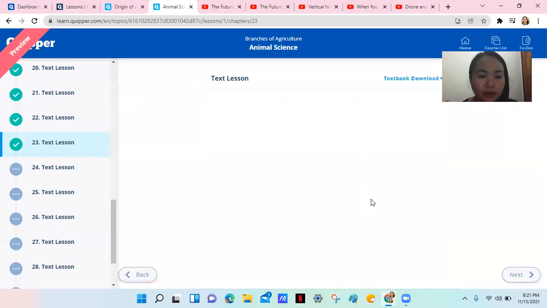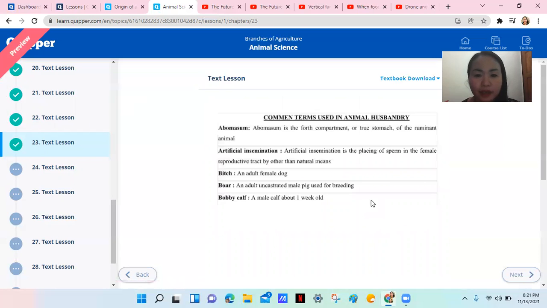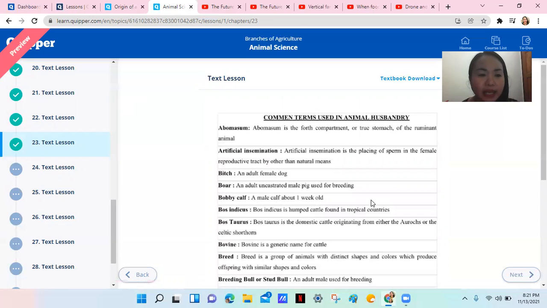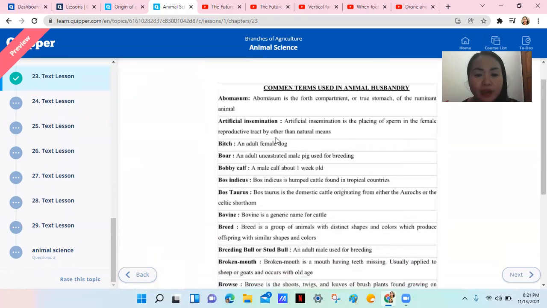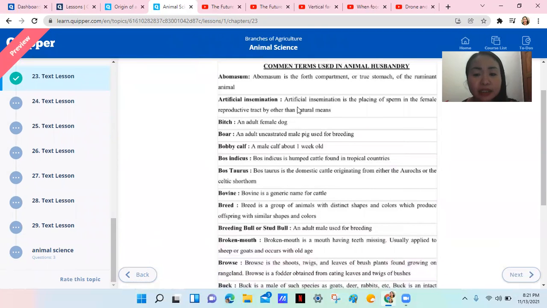Okay, so we also have common terms used in animals. I hope you're going to read this one and familiarize yourselves. We have abomasum, the fourth compartment or true stomach of the ruminant animal. We have artificial insemination, the placing of sperm in the female reproductive tract by other than natural means. We have bitch, an adult female dog, and boar, an adult uncastrated male pig used for breeding.